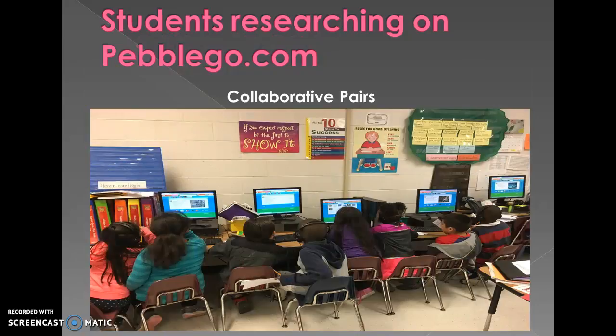This is a picture of my students. We have already started working on this project, and they are in collaborative pairs. These are differentiated by choice, but they're also differentiated by emerging readers paired with higher readers so that they are able to help each other through that reading part of the project.